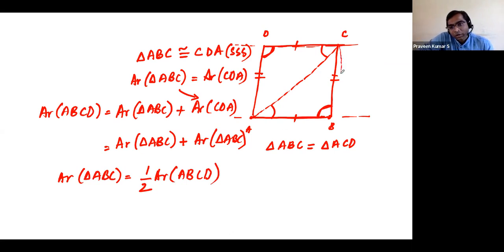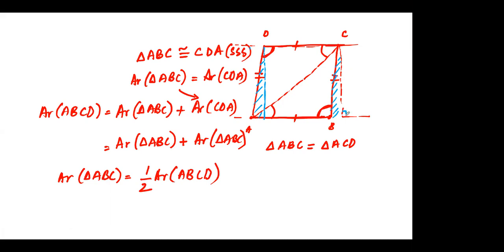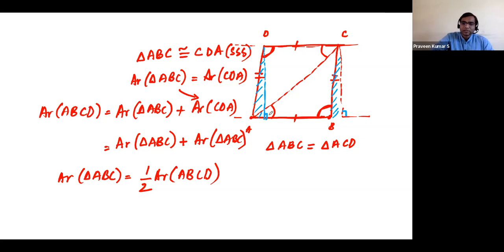You will now draw a perpendicular. And then you will say that if you draw a perpendicular here, these two are equal in area. Am I right? Yes, sir. Basically, you are using RHS congruency for these two triangles.